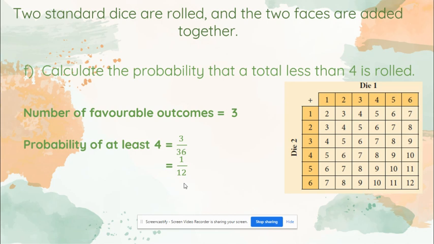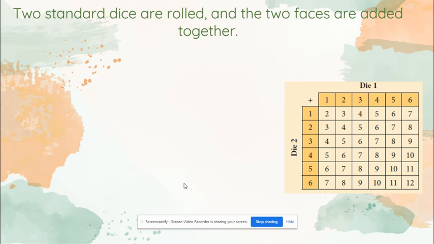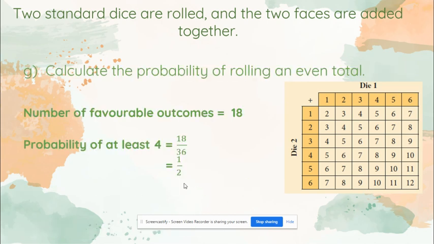Calculate the probability that a total less than 4 is rolled. So that would be all the 1s, the 2s, and the 3s. So there's 3 of those. 3 out of your whole, which is 36. Bring it low, you get 1 over 12. And then the probability of rolling even. So you've got to count all your evens. You got 18. 18 over 36, and that gives you a half. I think by this stage, you know what to do. So why don't you just show me?